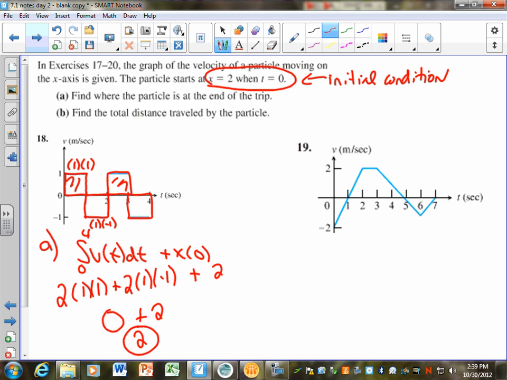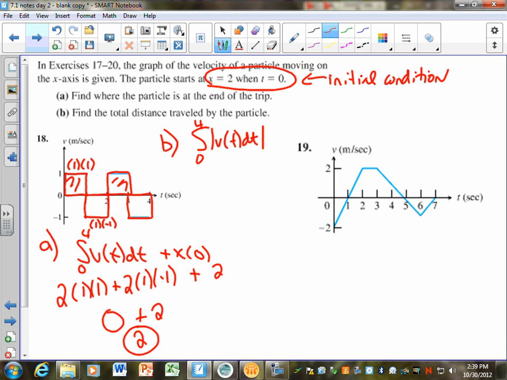What about part B? Part B says find the total distance. What do I got to do if I'm doing total distance? Absolute value, right? So again, show me. From 0 to 4, I'm going to do the absolute value of that function. Do I have to add in my initial condition if I'm finding total distance? No, I'm just looking at what's happening from 0 to 4.